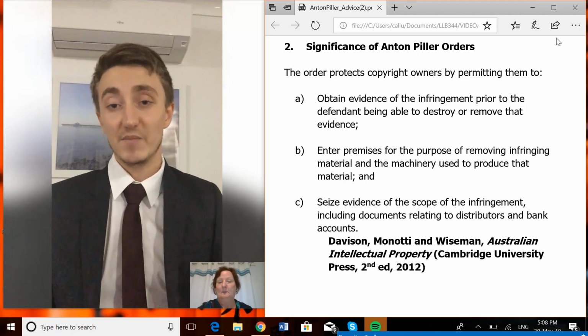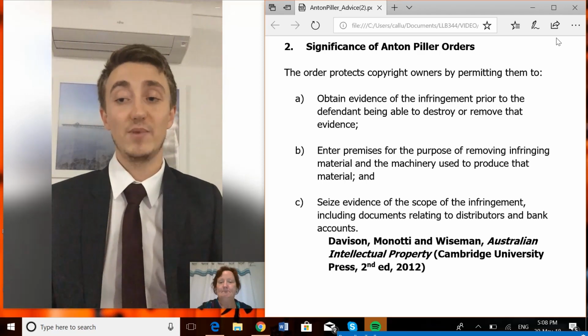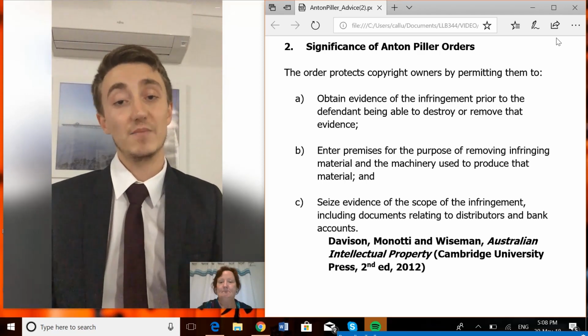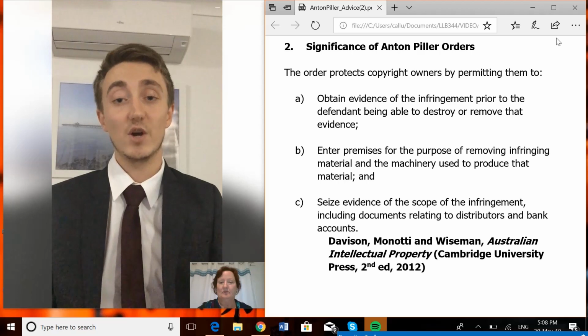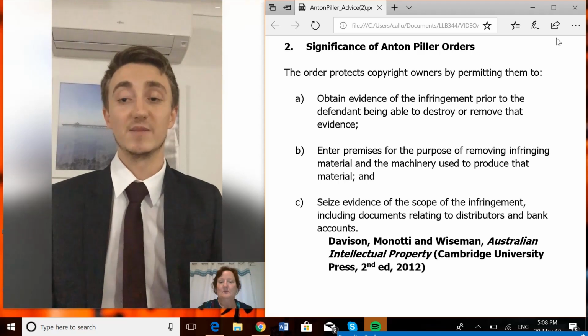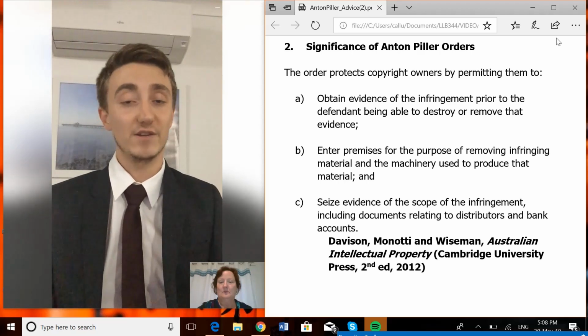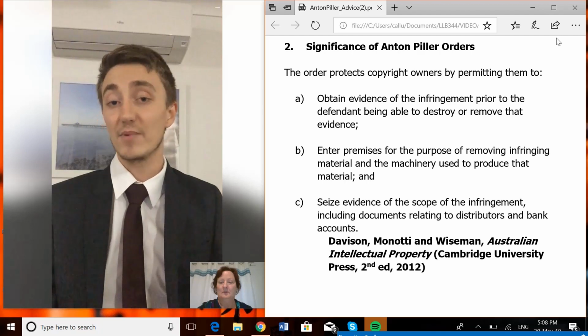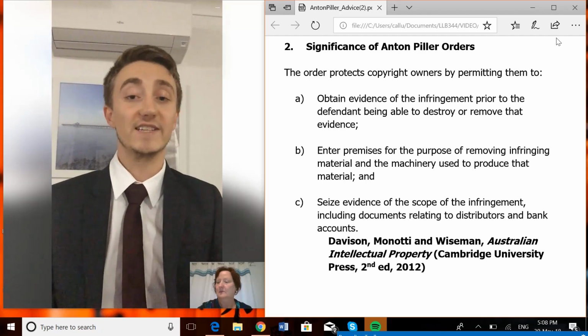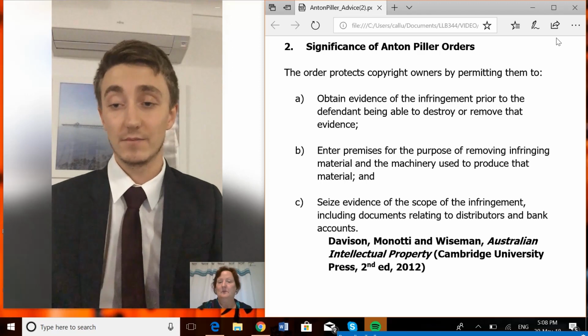As well as that, these orders have been interpreted quite broadly by the courts, and this means that sometimes they can actually also stop the continuation of infringement. This is because the court may order defendants to reveal the identities of suppliers, deliver up infringing materials, and also detail where the infringing goods are being sold.